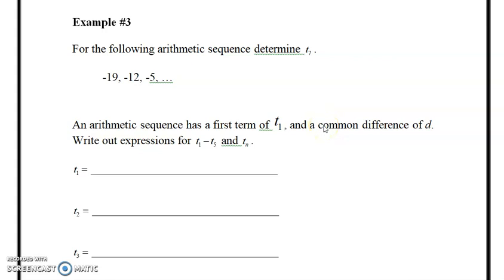Hello, welcome back. We're still on section 1.1 arithmetic sequence. We're going to pick up on example 3. So let's look at the following arithmetic sequence. We're going to try to determine the seventh term.